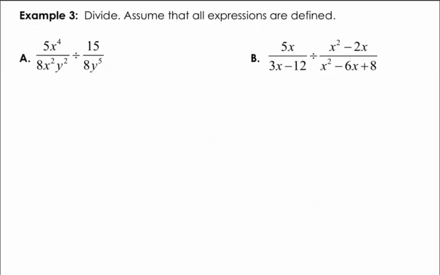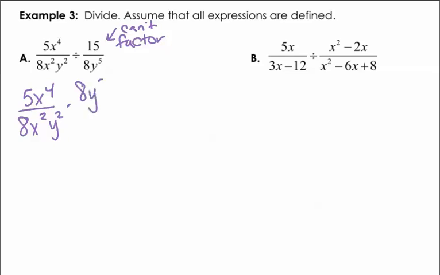The first thing I'm going to notice is that here in example A, these are monomials, so you cannot factor. We don't need to worry about doing any of that, so we're going to jump to multiplying by the reciprocal. Before I do anything, I'm going to just rewrite my first term. Remember, when you're dividing polynomials, you only flip the second one, whatever you're dividing by, whatever comes after the division sign. Even if you think it's more convenient to flip the first one, you can't do that.